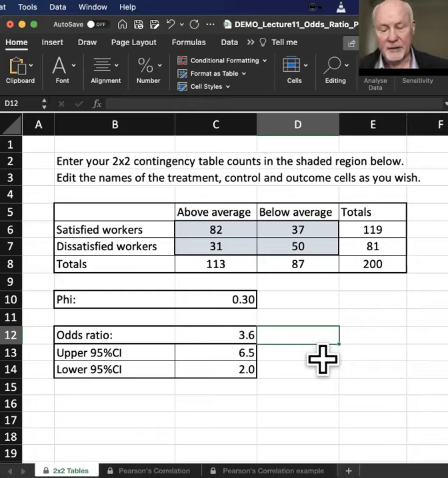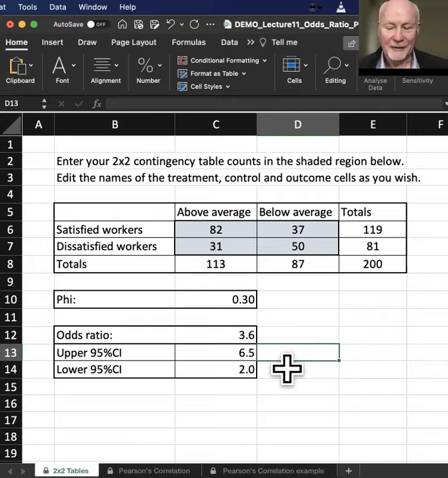So that's really important if your data is from a sample and what you want to do is draw a conclusion about statistical significance for the population from which the sample was taken. So what you're looking for with this confidence interval is you want to see whether or not it includes 1.0. If it includes 1.0, then you can't claim statistical significance, at least at the 95% level.